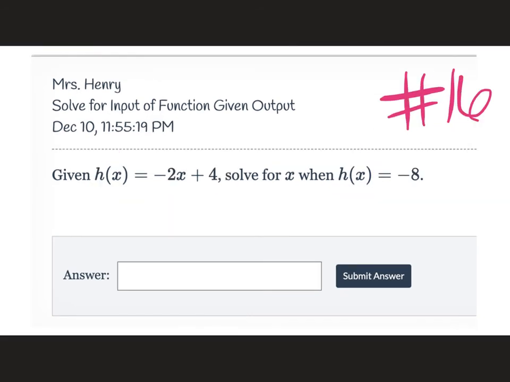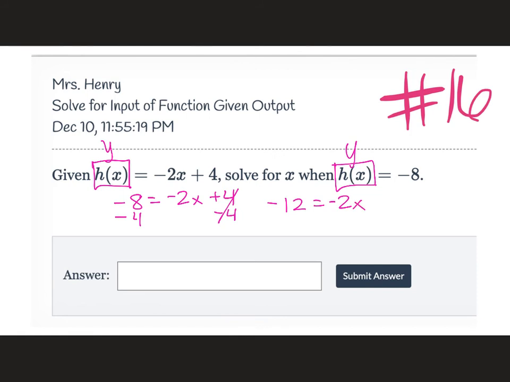All right, this is the last example. Again, they're going to use h of x. That is in place of y. They're telling me to plug in -8 for that. You plug it in, you simplify your two-step equation. -4, both sides. -12 equals -2x. And then I just divide by -2, and I get +6. So +6 would be your answer on that.